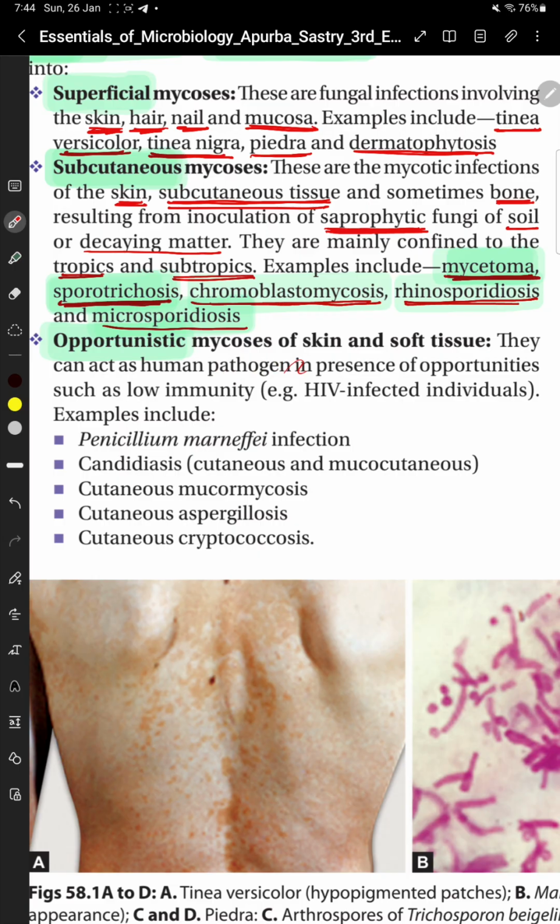Opportunistic mycosis of the skin and soft tissue. They can act as human pathogens in the presence of opportunities like low immunity, for example HIV infected individuals. Examples of opportunistic mycosis: Penicillium marneffei infection, candidiasis, which is cutaneous and mucocutaneous, cutaneous mucormycosis, cutaneous aspergillosis, and cutaneous cryptococcosis.